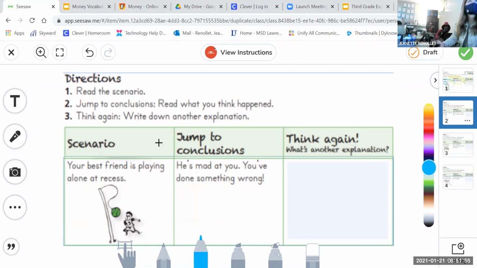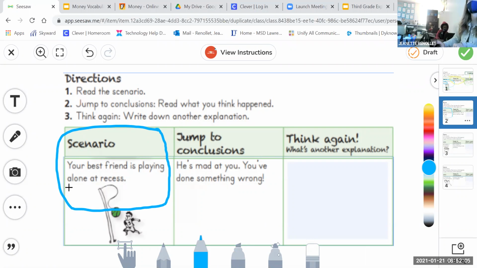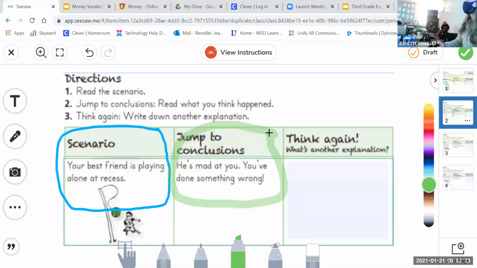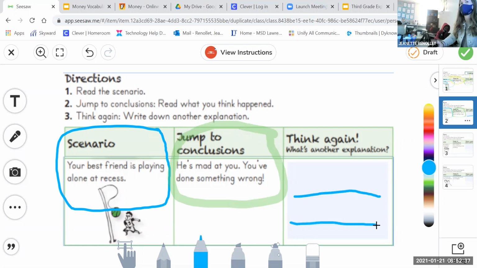First, let's read the scenario all the way to the left. It says, your best friend is playing alone at recess. Now, let's jump to conclusions. It says, you think he's mad at me. I must have done something wrong. When you jump to conclusions, you can say, wait, stop, and you can think clearly. If your friend is playing alone at recess, what could be another explanation?